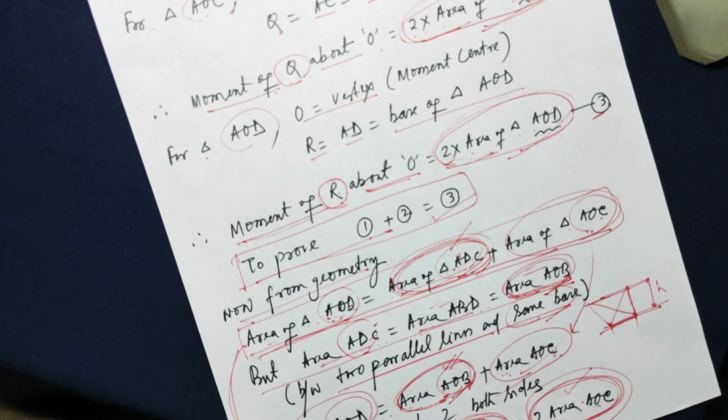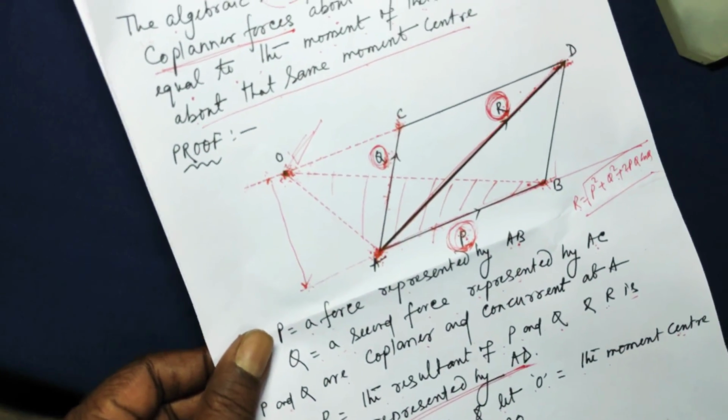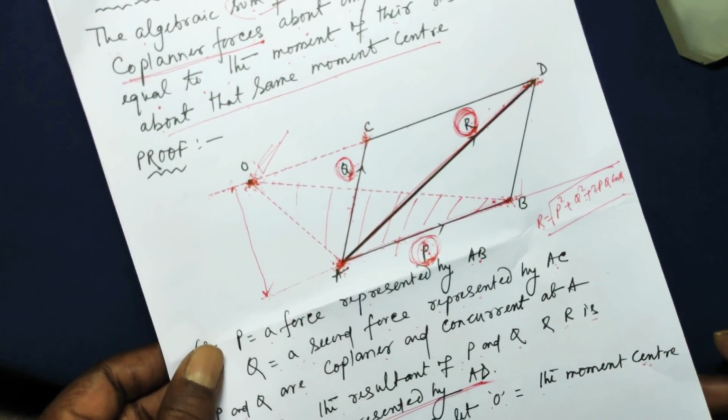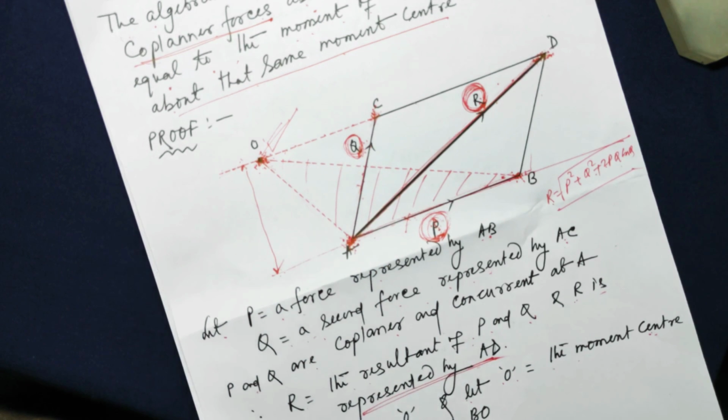So that is all about the most important theorem called Varignon's theorem, a French mathematician. And we'll use these concepts now to solve problems from engineering mechanics, problem set 2.6. So when you go to solving from problem set 2.6, you will be using this concept only.